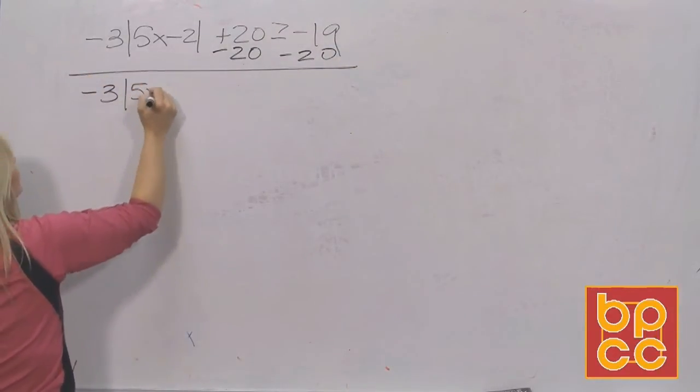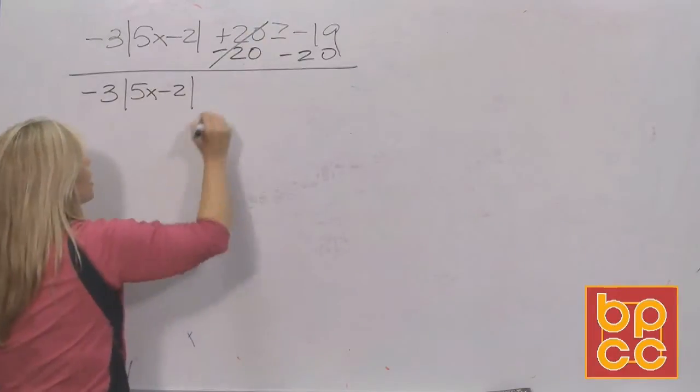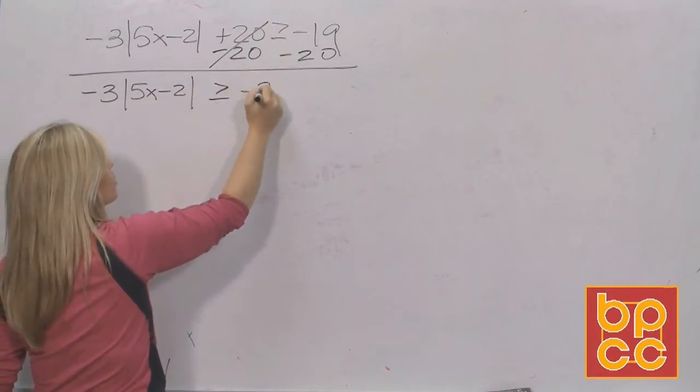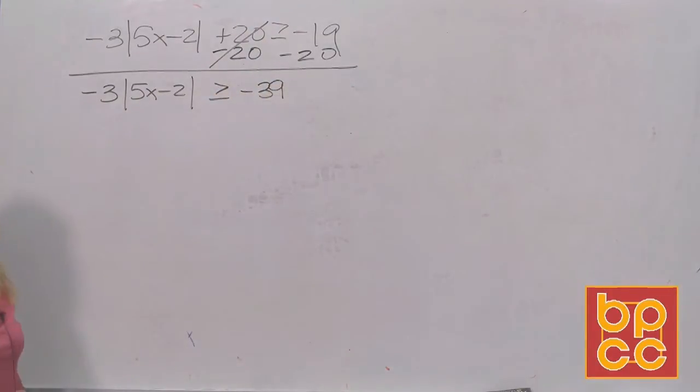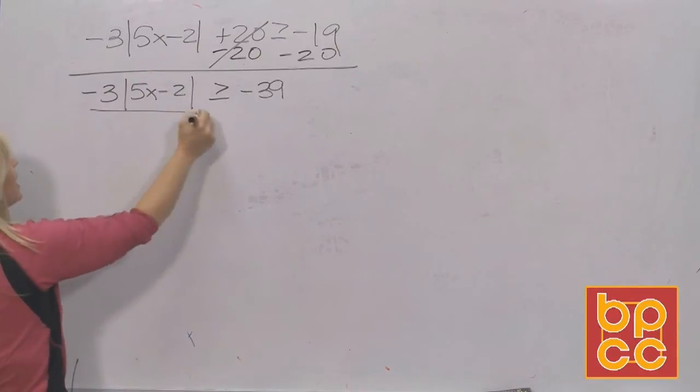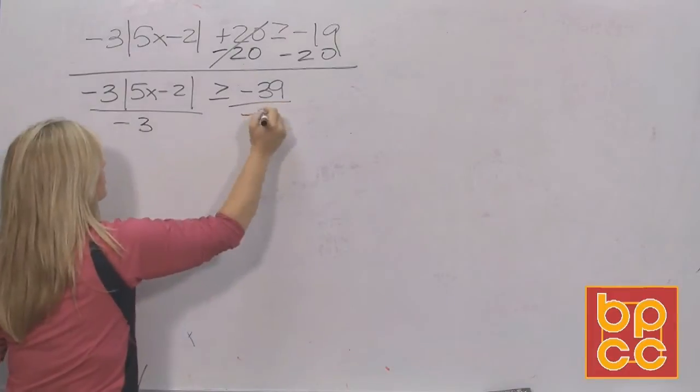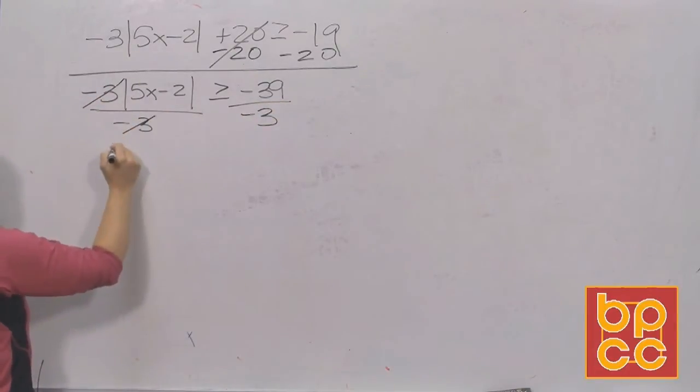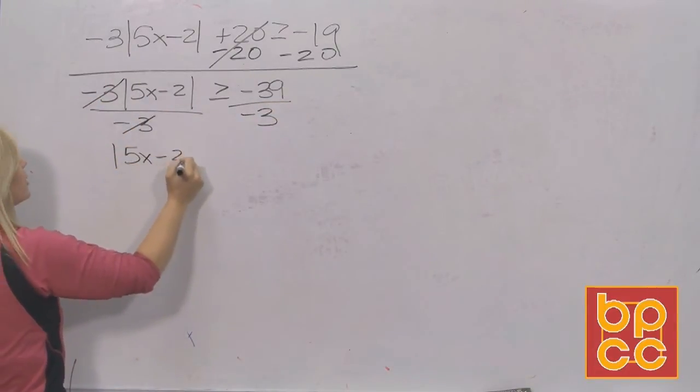All right. 20's gone. -19 and -20 is -39. We still can move the negative 3. That has nothing to do with the absolute value. So we move the negative 3 by dividing. All right, that cancels. Still have the absolute value.